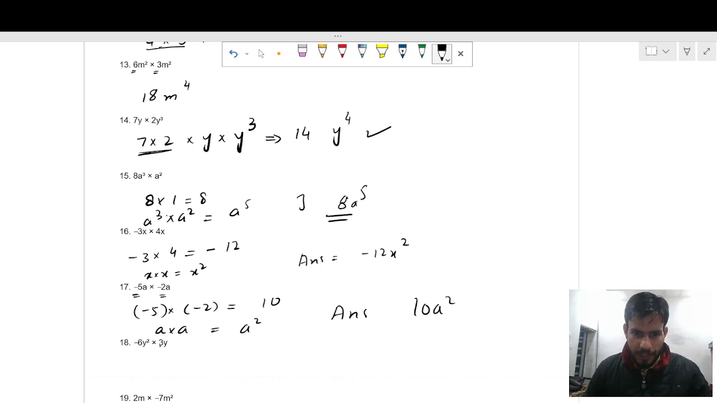Next we have negative 6 times 3. As this one is negative, this one is positive, so positive times negative is negative. 3 times 6 is 18. Now y squared times y squared times y, which is equal to y cubed. So the final answer we will have is negative 18y cubed.